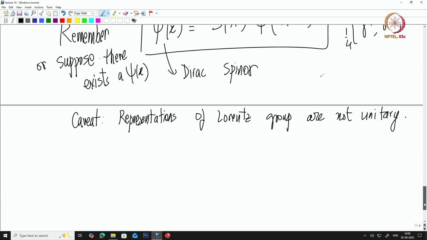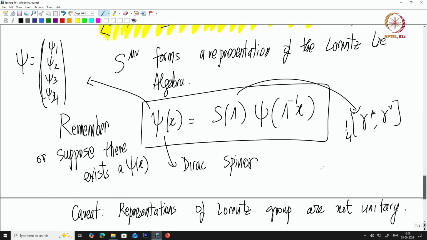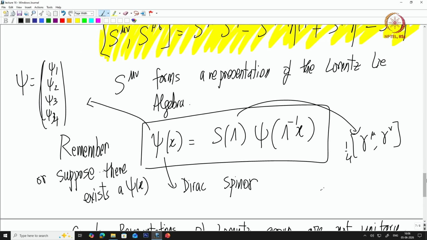Assuming that I do not know the Dirac equation, you can do the reverse also. Because I have shown that S of lambda forms a representation, you start with the Clifford algebra, which forms a representation, and so there should be an object psi, which is called a spinor, and it transforms like this under Lorentz transformations.